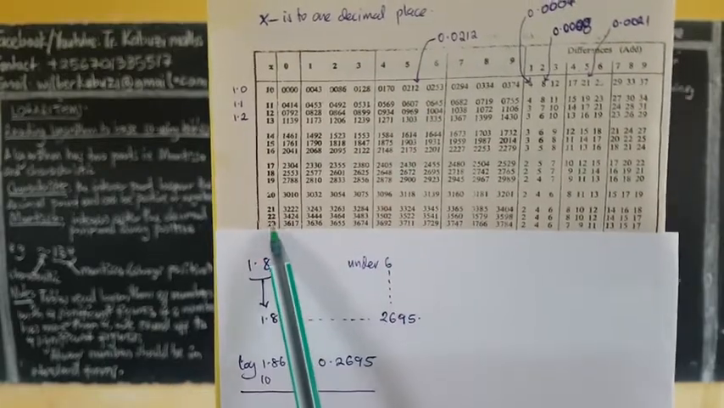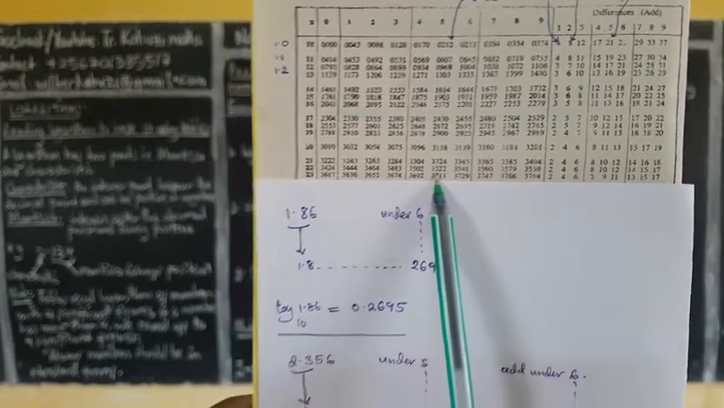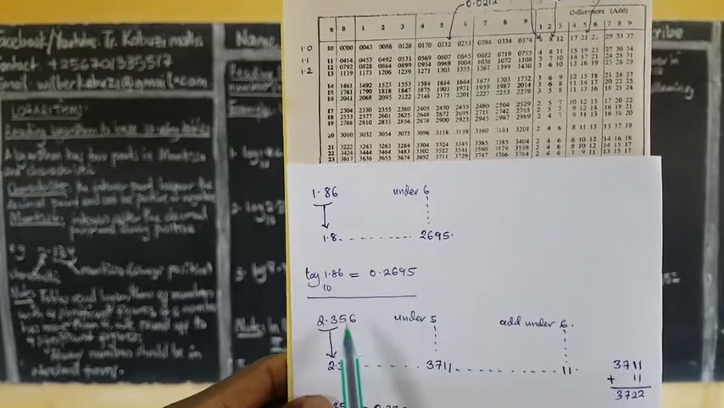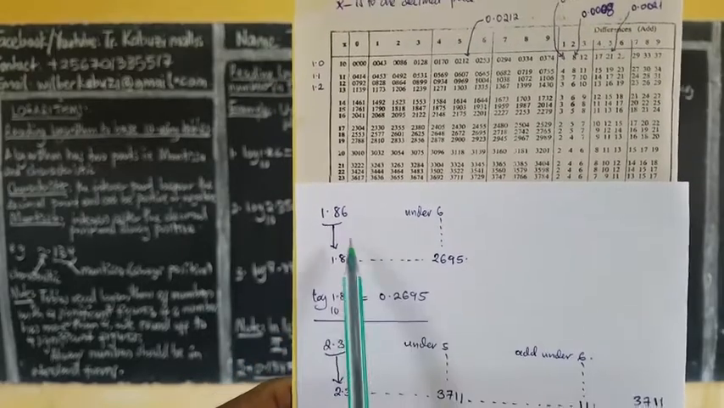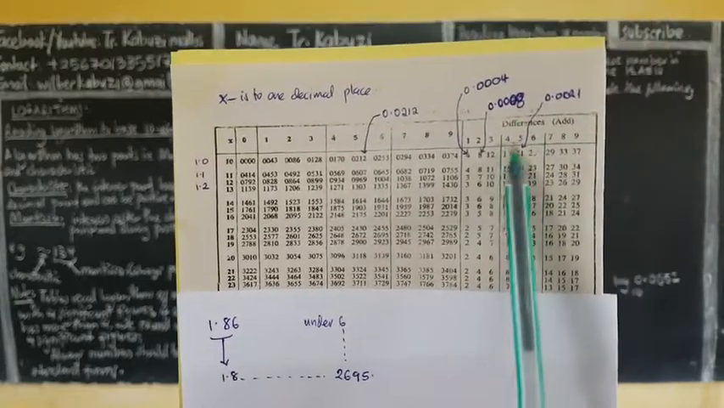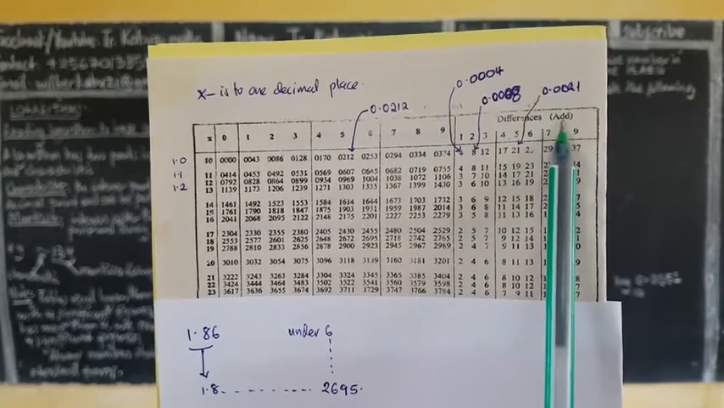When I come to 23, under 5, you see under 5 is here. The value which is there is 371. But this one has the last digit, this one is having 4. So this one is what we look at in this row here, which has the difference, but we are adding. So what do we add?